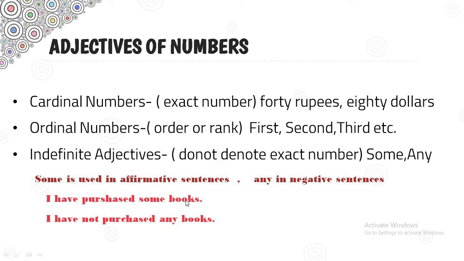I have purchased some books. So there is a positivity. I have purchased some books. But in the next sentence, look at it. I have not purchased any books. That means not a single book I have purchased. So with these two examples, I hope it is clear that some denotes the affirmative side, whereas any denotes the negative side, as in I have not purchased any books. So indefinite adjectives are some and any, and they do not denote an exact number, but it's an idea that they refer to.